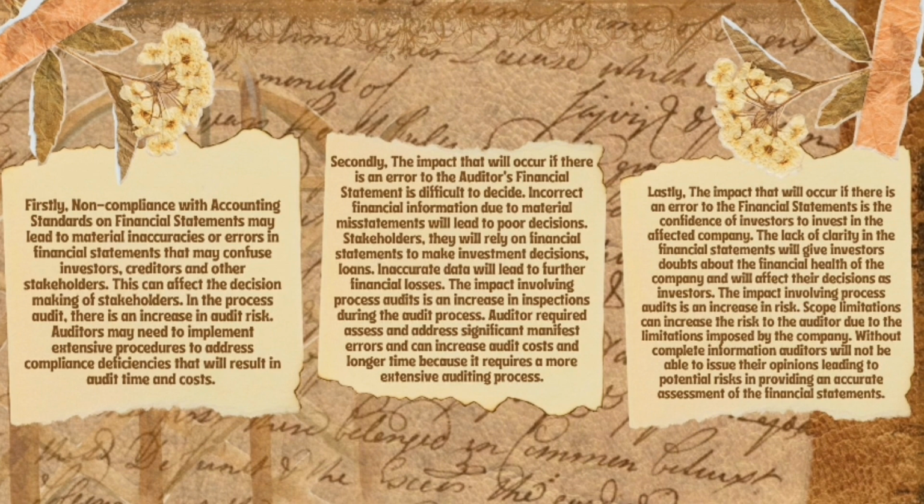Lastly, the impact that will occur if there is an error in the financial statement is on the confidence of investors to invest in the affected company. The lack of clarity in the financial statements will give investors doubt about the financial health of the company and will affect their decision as investors. The impact involving the audit process is an increase in risk. Scope limitation can increase the risk to the auditor due to limitations imposed by the company. Without complete information, auditors will not be able to issue their opinion, leading to potential risk in providing an accurate assessment of the financial statements.